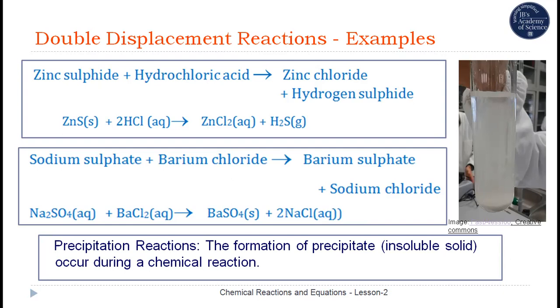So insoluble solids are produced during a chemical reaction. Example is sodium sulfate plus barium chloride. If you mix barium chloride solution with potassium sulfate, the same reaction will happen. Potassium chloride plus barium sulfate.